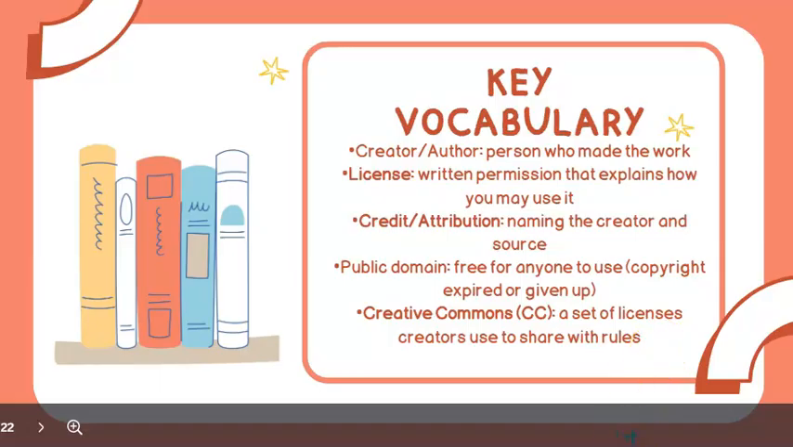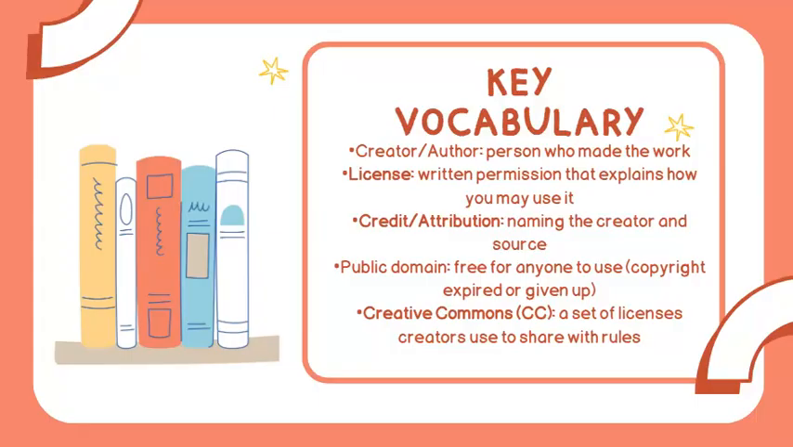But before we go any further, here are some key vocabulary terms that you're going to hear a lot while we're talking about copyright, so we should go ahead and take a look at those. Creators or authors are the people that make the work. A license is written permission that explains how you may use something. Credit or attribution is naming the creator and source. Public domain is free for anyone to use. Either the copyright has expired, been given up, or it just was never applicable in the first place. Creative Commons is a set of licenses that creators use to share with rules.